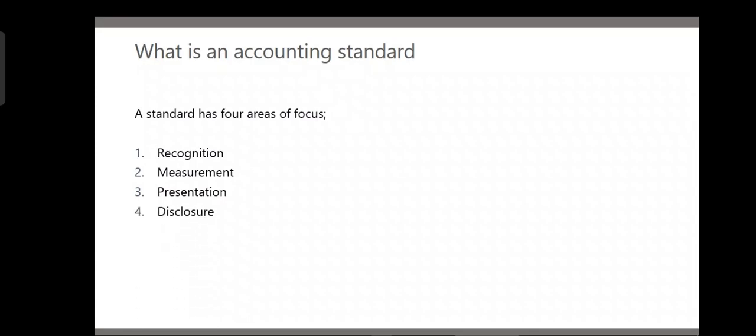And then comes the disclosure. Disclosure means additional notes, some kind of additional information which you may provide about certain activities or transactions. So any standard focuses on 4 areas. First, the recognition of a transaction. Second, the measurement of the transaction. Third is the presentation issue. Fourth is the disclosure note. So this is the structure of any accounting standard, what the standard is explaining and focusing on.